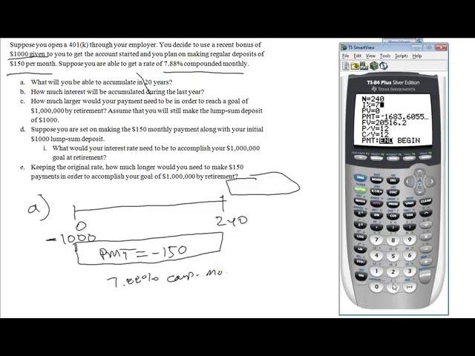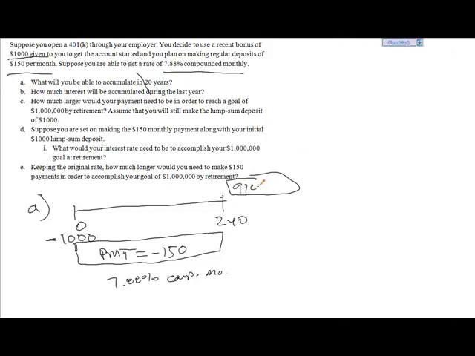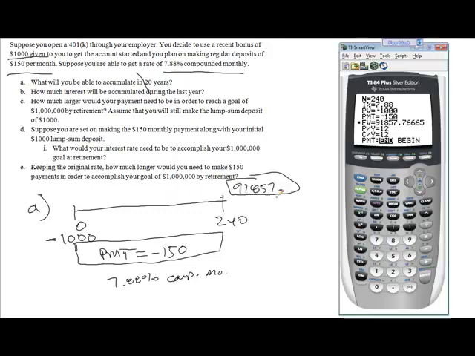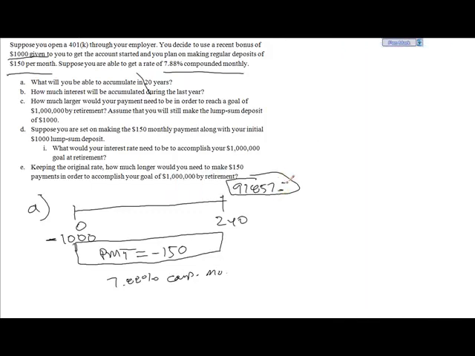And so now we can enter our information. We have 7.88% compounded monthly. Present value is negative 1,000 because we're putting in a $1,000 bonus. Payment is the regular $150 monthly payment. Future value is what we're going to calculate. We just need to make sure our compounding periods are okay, which is monthly, so this is good. And that means that at the end of 20 years, we'll have $91,857.77.